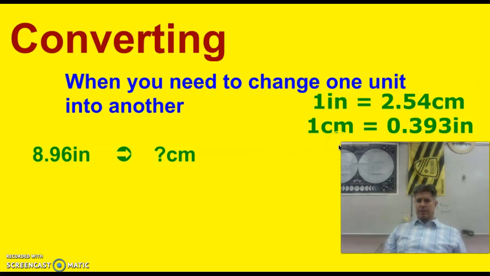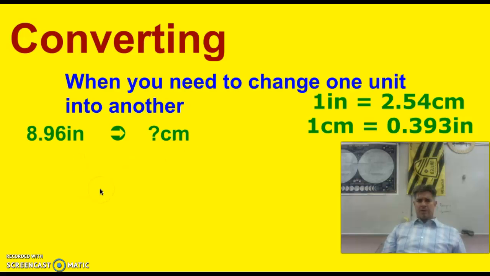This is usually set up so that you have exactly one of the units, and you have some amount of the other unit. Both of these would work. Maybe I'll even show you both. So let's just look at this equality for a second. If I write this out, 1 inch is equal to 2.54 centimeters. These are equal to one another. If I have 1 inch, this is how many centimeters it would be.